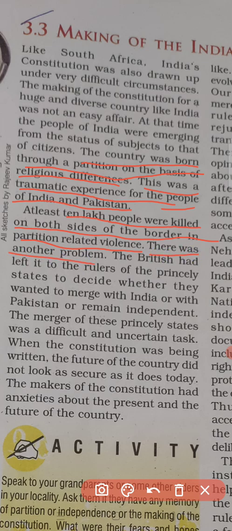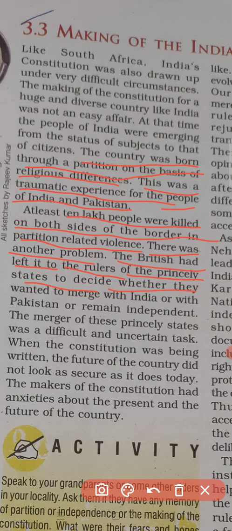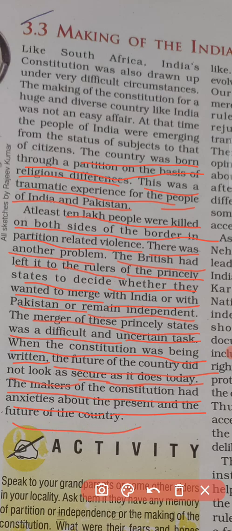There was another problem that the British had left it to the rulers of the princely states to decide whether they wanted to merge with India or Pakistan or remain independent. The merger of these princely states was a difficult and uncertain task when the Constitution was being written. The future of the country did not look as secure as it does today. The makers of the Constitution were anxious about the present and the future of the country.